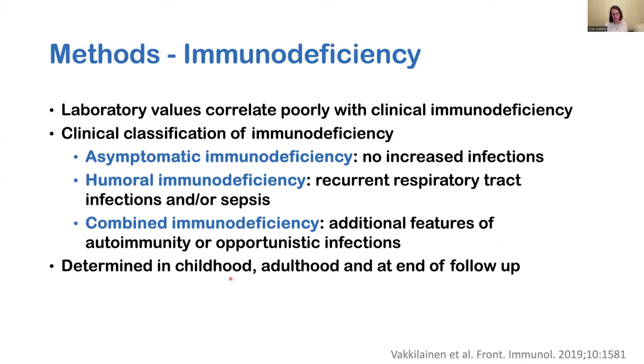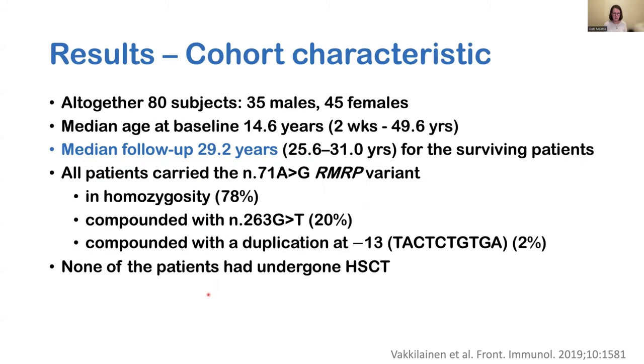We did not have very good immunological parameters for these patients, so we used a clinical classification of immune deficiency, so that they were classified into 3 groups: asymptomatic immune deficiency, meaning no increased infections; humoral immunodeficiency, with recurrent respiratory tract infections or sepsis; and then combined immune deficiency, the most severe presentation. And we determined this separately for childhood, adulthood, and then end of follow-up.